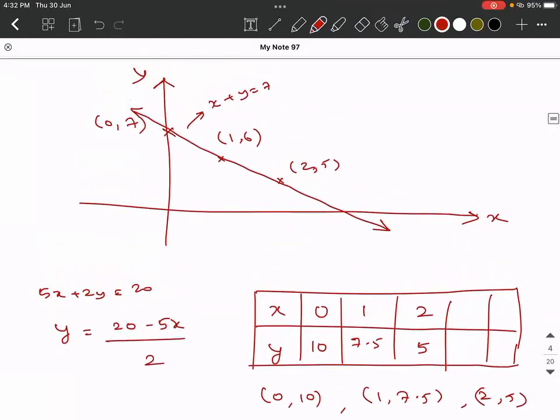Right. So when I try to plot that value, I'll get 0, 10 here, 1, 7.5 somewhere over here, and 2, 5 is exactly on the other graph. So when I join them, where are they both intersecting? So now you're able to understand that 2, 5 is a point where those two highways are actually going to get connected.